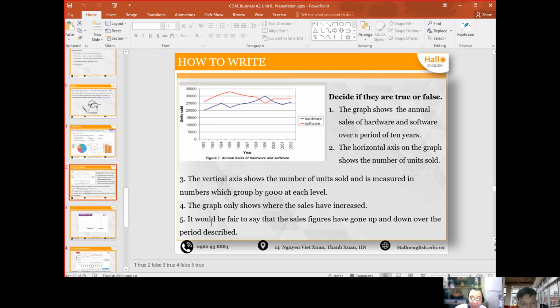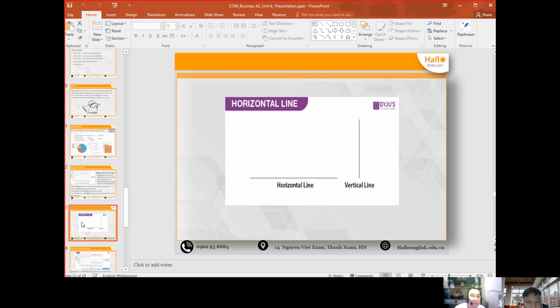Next, number five, it would be fair to say that the sales figures have gone up and down over the period described. I think it's true. Because from 1992 to 1993, it's up, 1994. So it's fair to say that the sales figures have gone up and down over the period described. Okay, so that is true. Okay, questions for this?